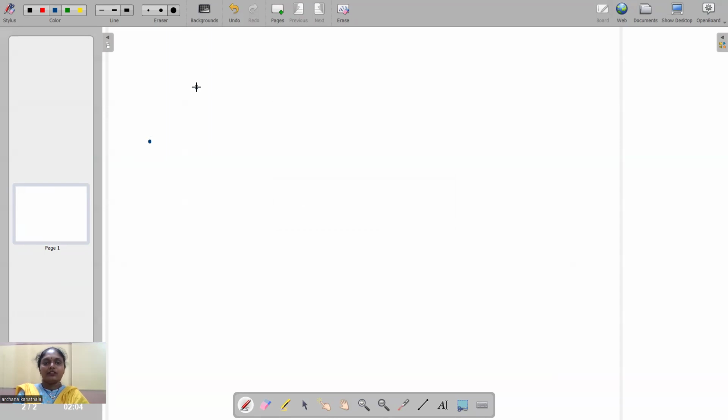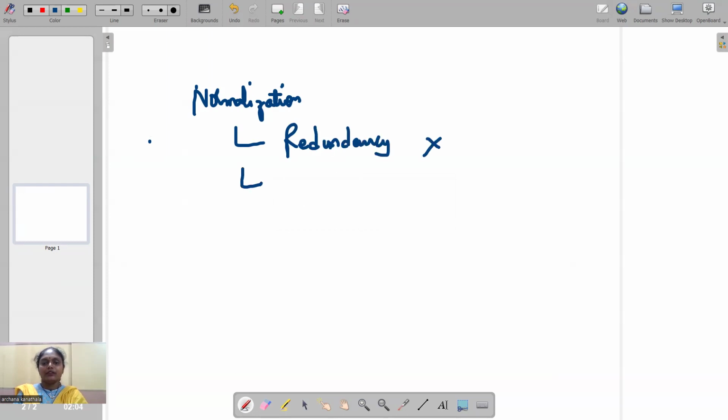What is normalization? Normalization is a process of removing redundancy of data and removing all the anomalies. So both these important points can be covered with the help of normalization.